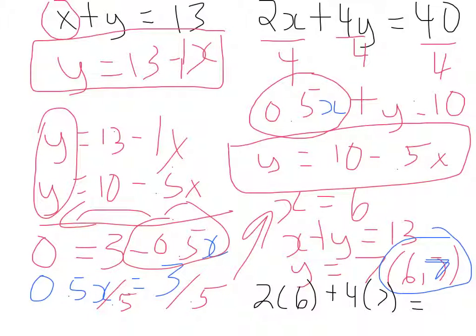If I add that up, 2 times 6 is 12, 4 times 7 is 28. So this is worth 12, this is worth 28. 12 plus 28 is 40. So 6 and 7 works.